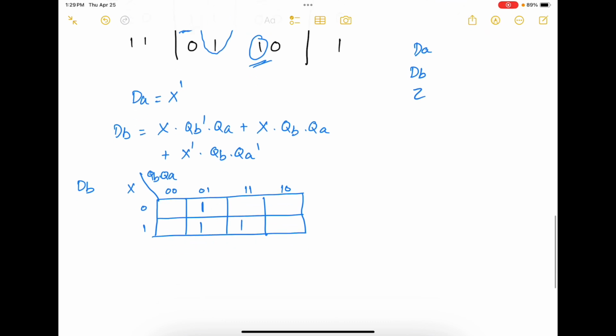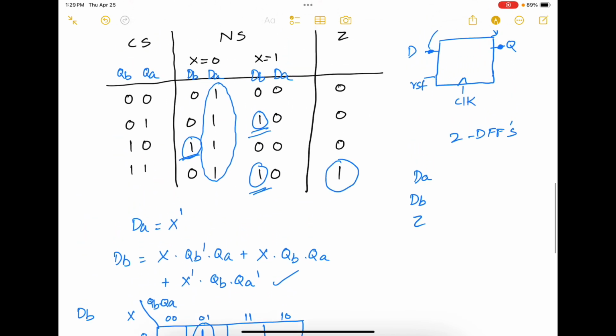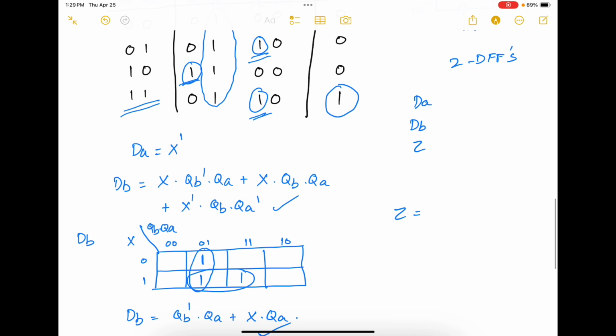So I can simplify this as, I can group these two together, and that would be QB prime QA, or I can group these two, which is going to be x times QA. So you can write it explicitly or you can use K-maps. Using K-maps, you don't need to worry about the Boolean algebra. You can directly come up with the minimal equation. So that's the equation for DB. And finally, Z is asserted when QA equals 1 and QB equals 1. So I can write Z equals QA QB.